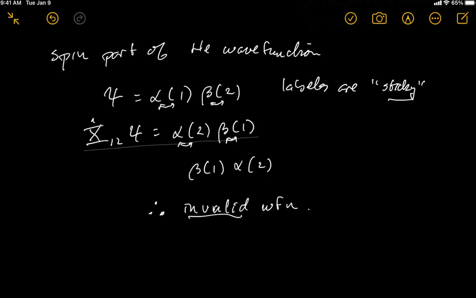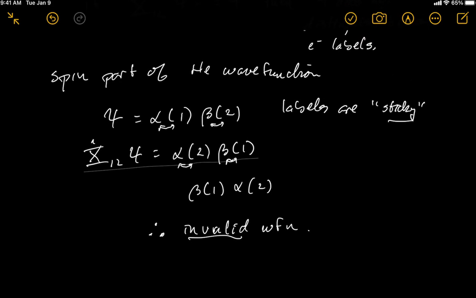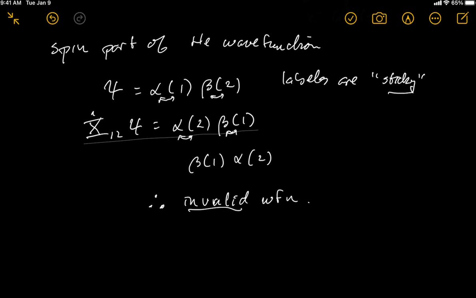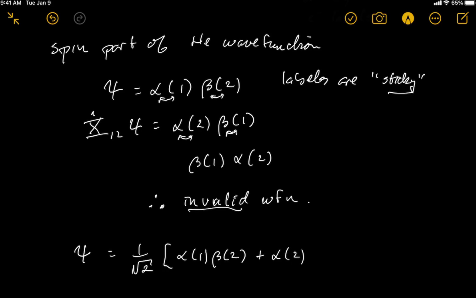So let's see if we can construct a wave function that does not distinguish between these labels. One of the tricks that we've used previously is to employ a linear combination, so let's see if that works. Our attempt here is going to be 1 over square root of 2, alpha 1, beta 2, plus alpha 2, beta 1.